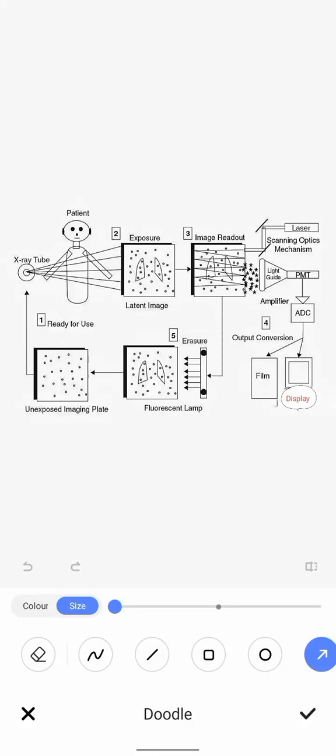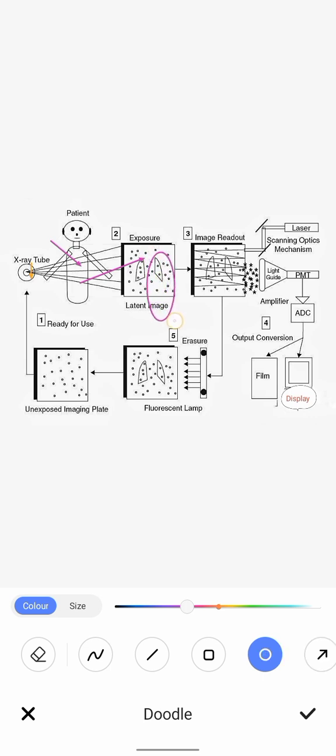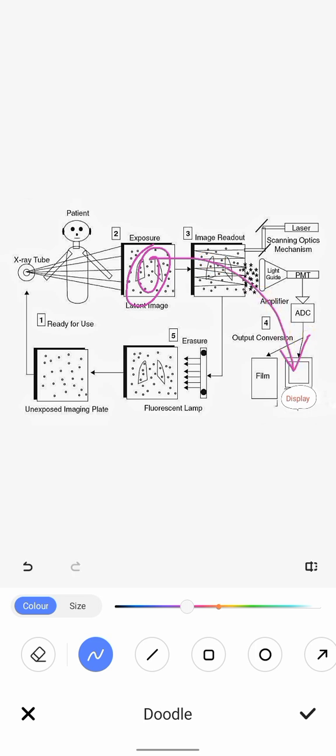Let me remind you again: the x-rays come out of the x-ray tube, strike the patient, pass through the patient, and the latent image appears on the imaging plate. This is the latent image. In the latent image, the electrons of the photostimulable phosphor are in the excited state. What happens after the latent image? Now the main process starts: how we convert the latent image into a visible image which appears on the computer in the form of digital signals.